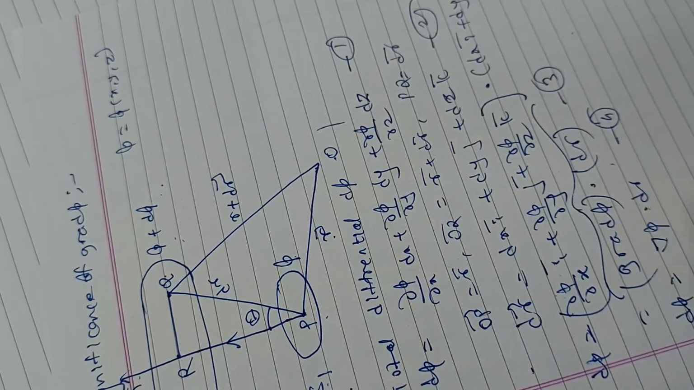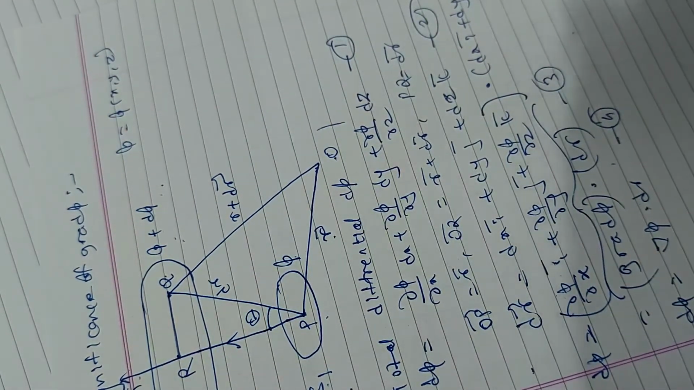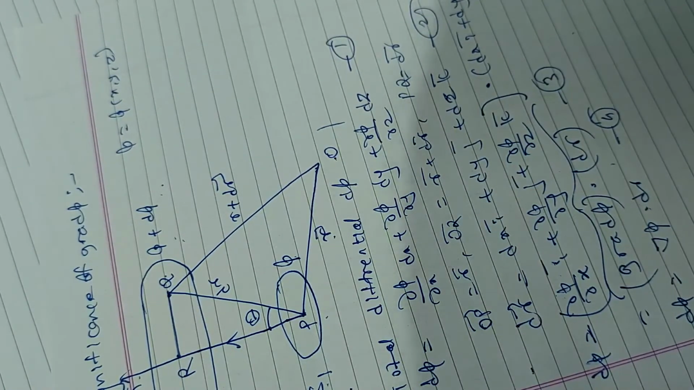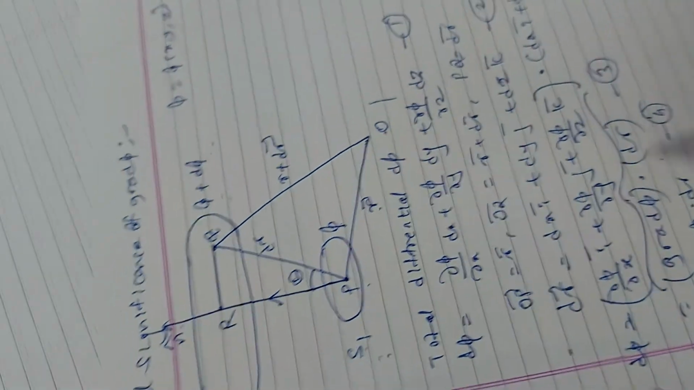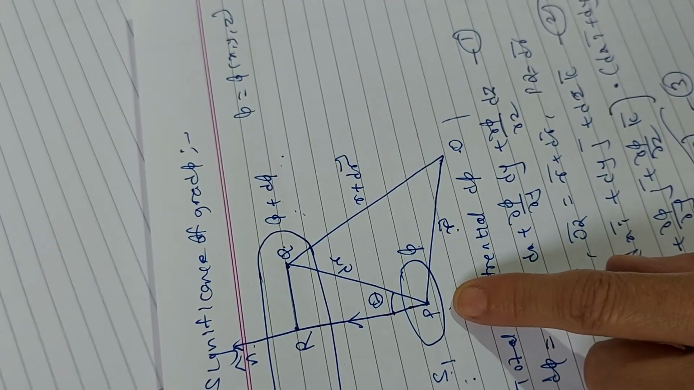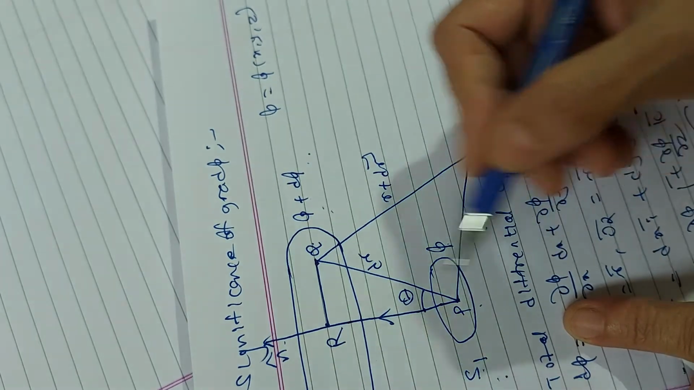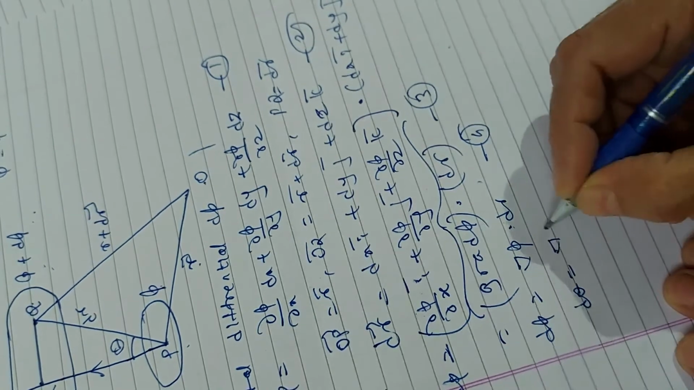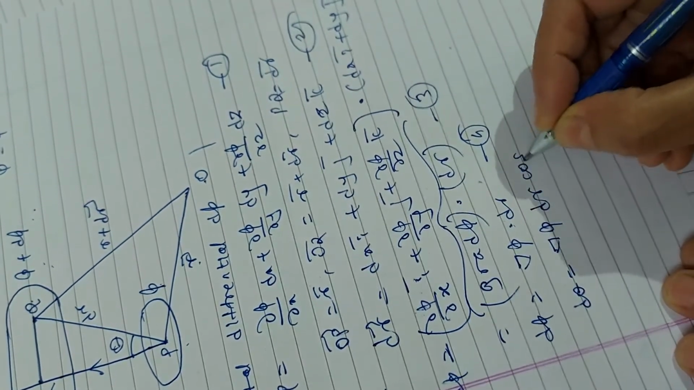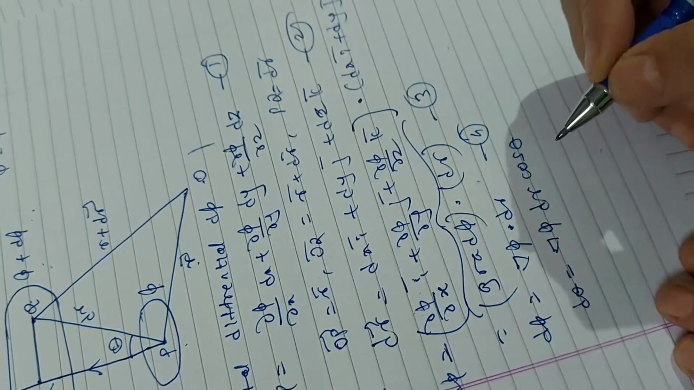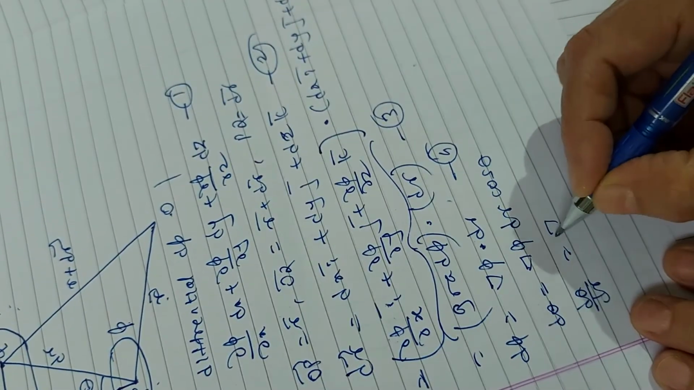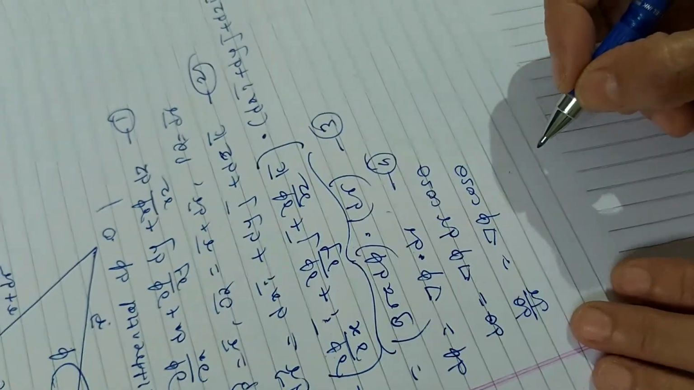Then what we are going to do? We are trying to find the value of exactly that vector. So I will try and write. If theta is the angle between PQ and n, then d phi is equal to del phi dr cos theta, because this is a dot product, correct? So d phi by dr, taking dr down, will be del phi cos theta, correct?